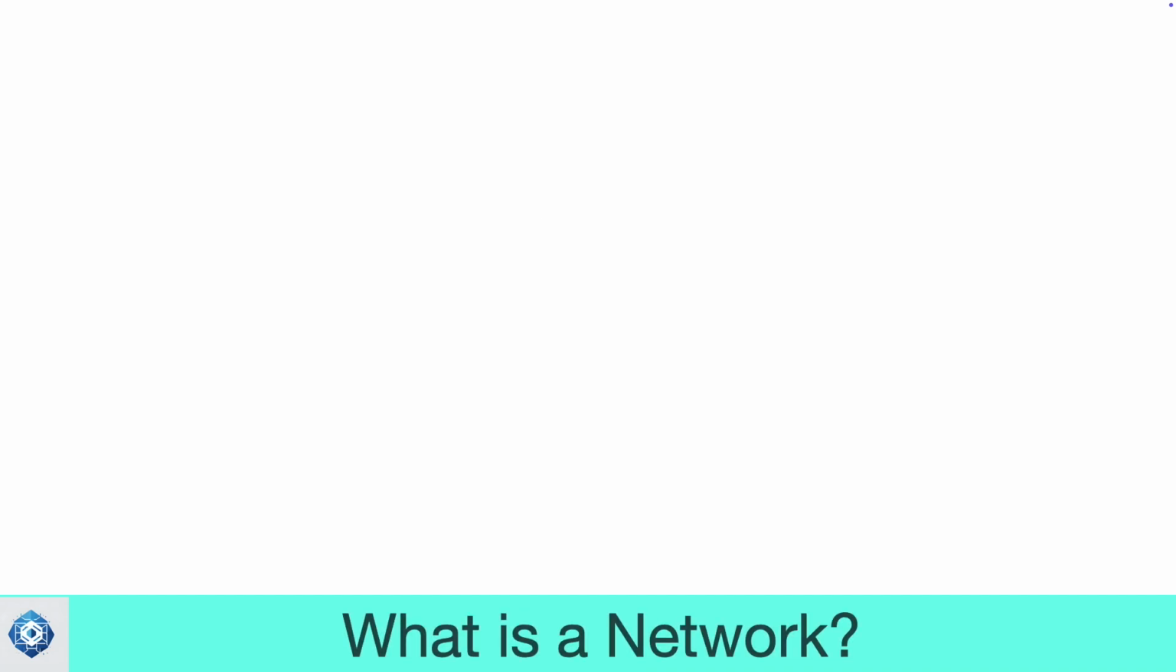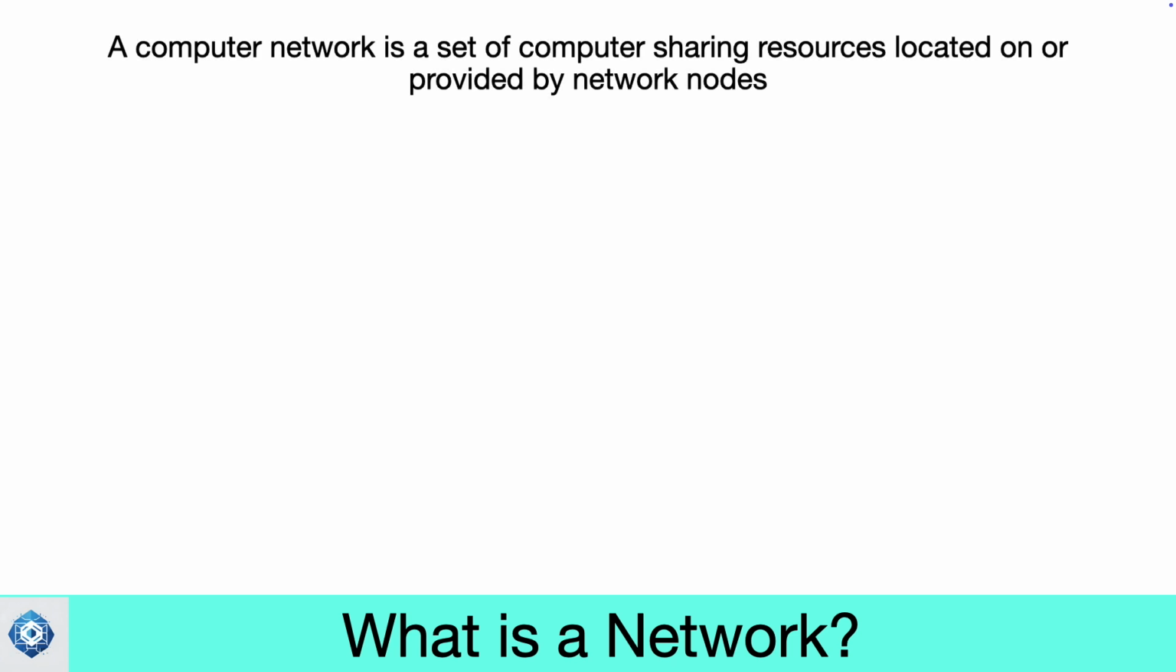So to do that, we want to first start off by saying what is a network, and I think one of the best ways to start by answering this question is looking at the definition. Now, a computer network is defined as a set of computers sharing resources located on or provided by network nodes. So that may not make sense, and if we take a closer look at this, the real important part here is the last few words: located on or provided by network nodes.